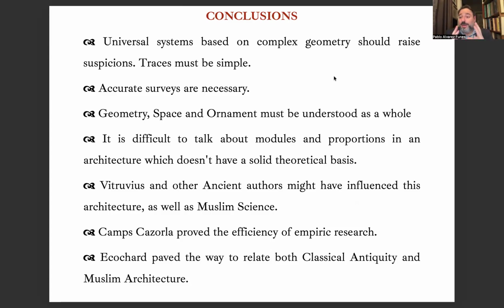So we need to bear that in mind when we're trying to find a modulus. There is no universal modulus and proportion, but there are local modulus and proportion that we can learn from the empiric tradition. We know, because it's a historical fact, that Vitruvius and other authors may have influenced Islamic architecture as well as they did Muslim science.